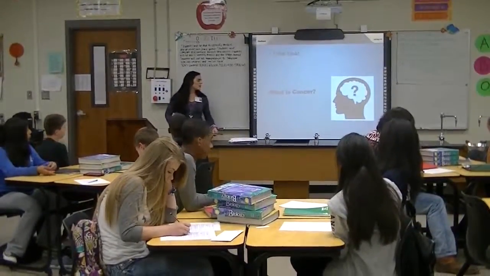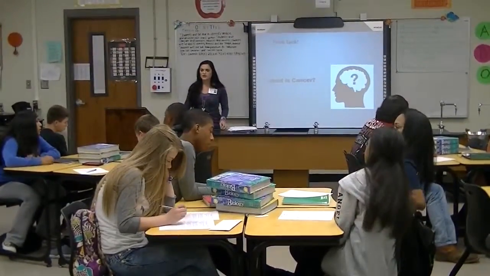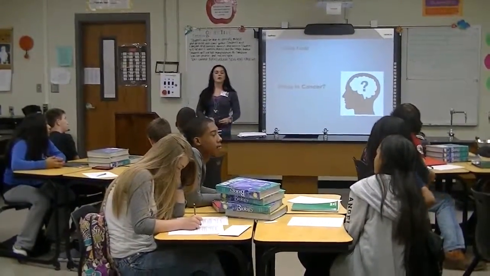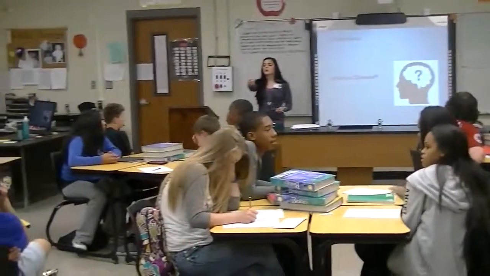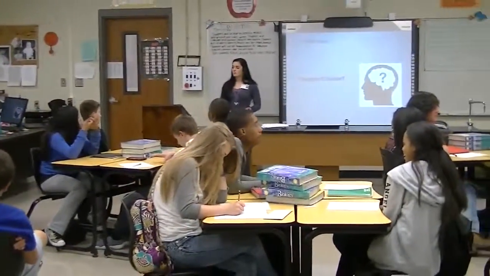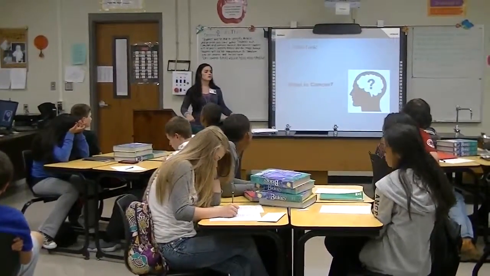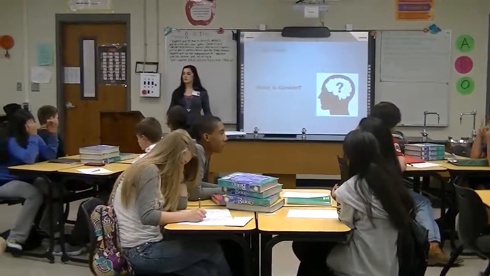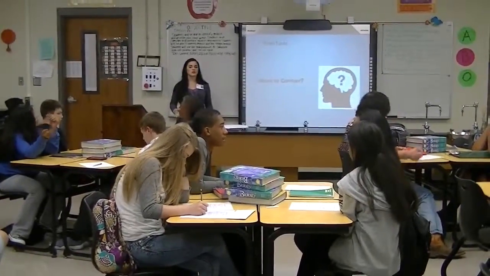So, tell me what cancer is. Just a brief definition, all together. It's an overgrowth of cells. Uncontrolled cell growth. Good. Excessive cell growth. They're fast. They're uncontrolled. Vicious. They don't follow the rules. Yeah, they don't follow the rules, right?